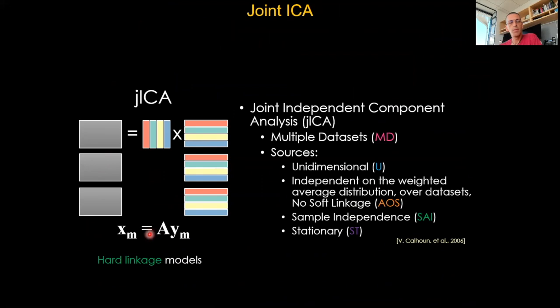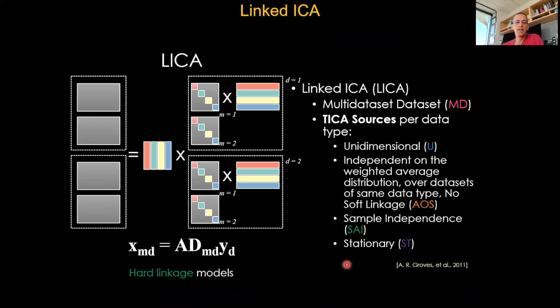We're assuming a common mixing matrix A, multiple modalities, and we're estimating modality-specific sources mixed with this common covariant mixing matrix. So this assumes multiple data sets, unidimensional, and maximizes independence. Linked ICA is a similar model with the added flexibility of this source-specific scaling matrix D. This assumes a multi-data set, unidimensional, and maximizes for independence as well.